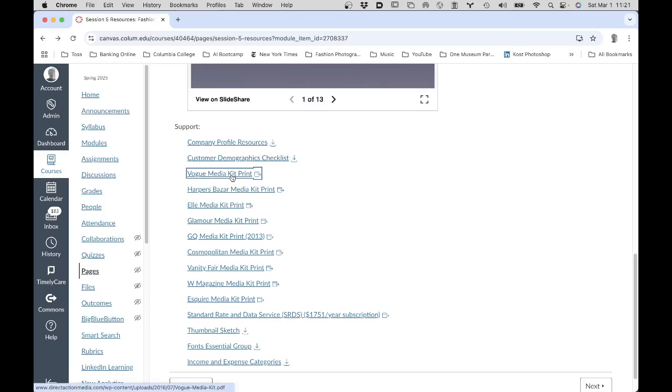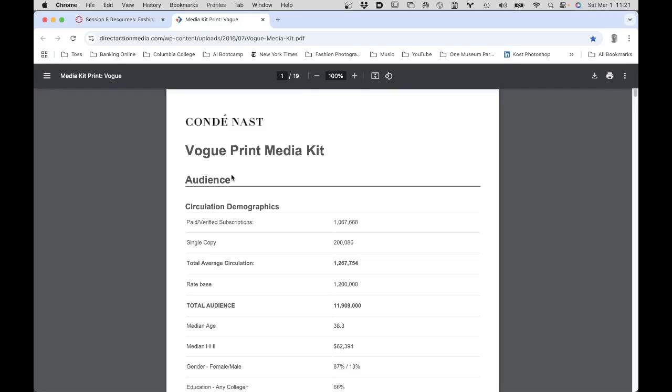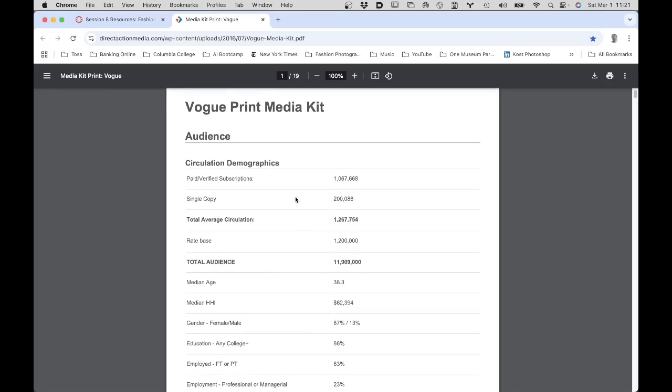But you'll take a look right here. This is the Vogue Media Kit. And I clicked on this one, and this is the Media Kit, and I can't remember what year this is for, but this is typically what one looks like.